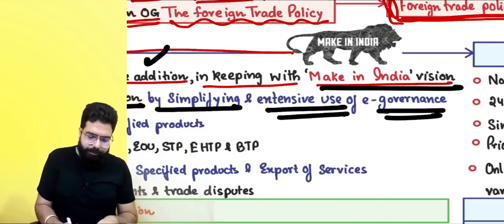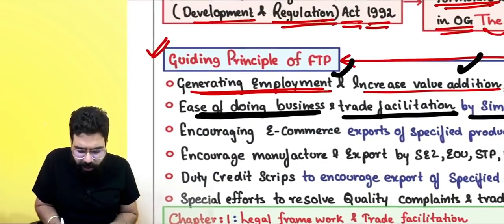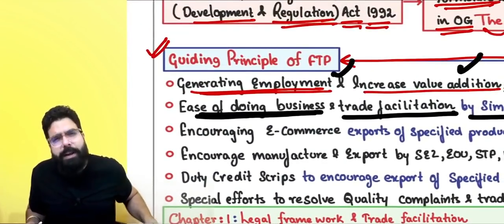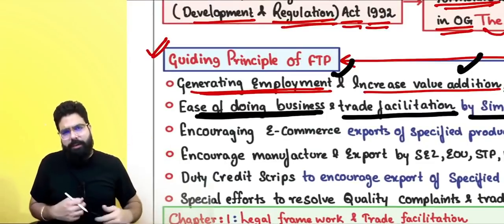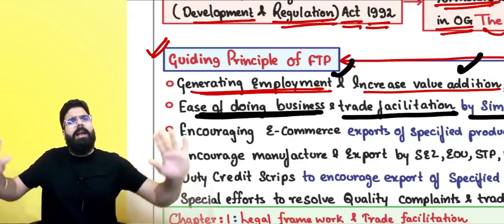Okay, sir. Then, for ease of doing business, they launched the ICEGATE website, the online website where you can file your bill of entry. That's a step towards e-governance. We want everything to happen electronically.